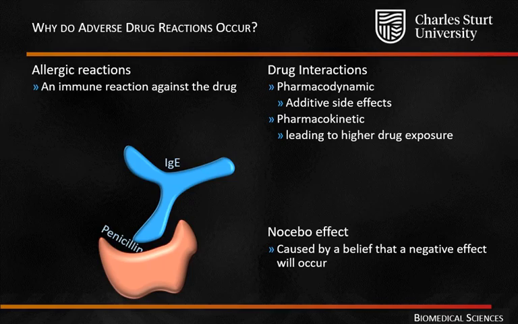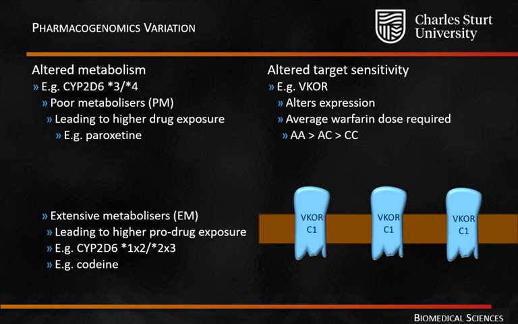Or it could be pharmacokinetic, where one drug enhances the plasma concentration of another, and therefore there's a high concentration more likely to have side effects. Another interesting one is the nocebo effect. Now, this occurs when you believe that you're going to experience a side effect, and then you do. This is opposite to the placebo effect, which is usually a beneficial effect. So let's have a look at how pharmacogenomics can lead to side effect expression or experience for a patient.